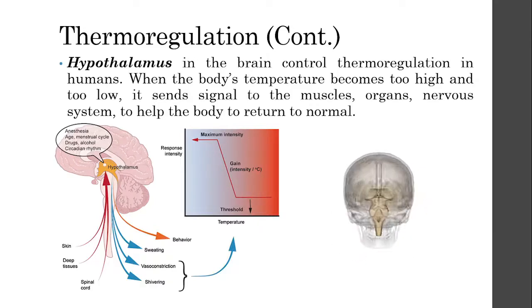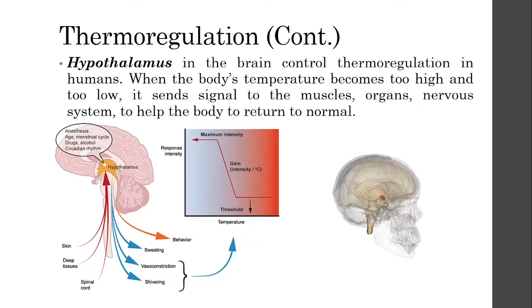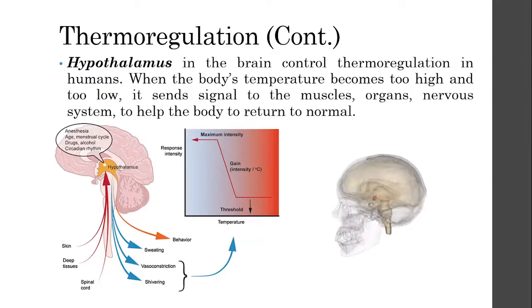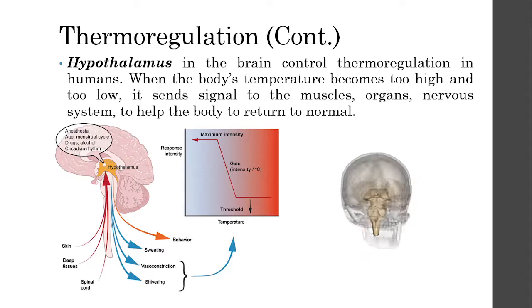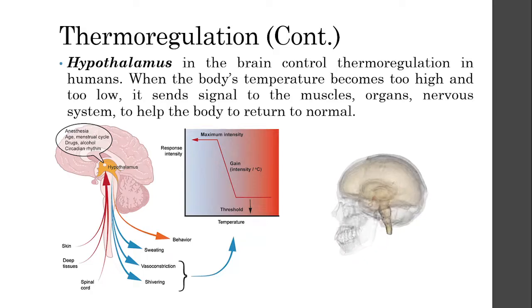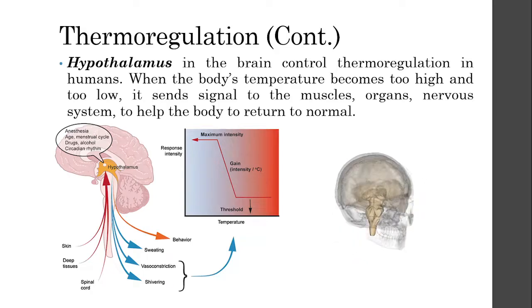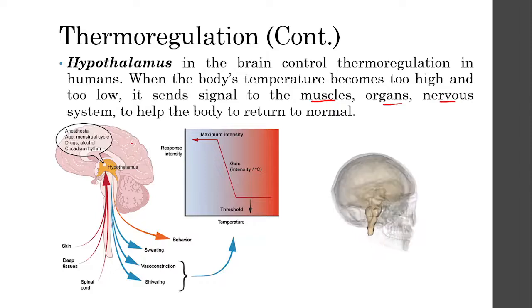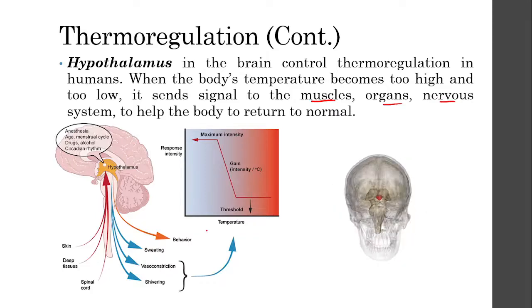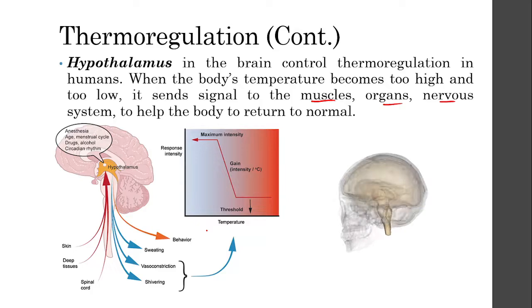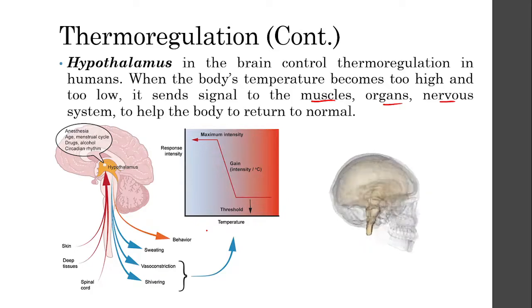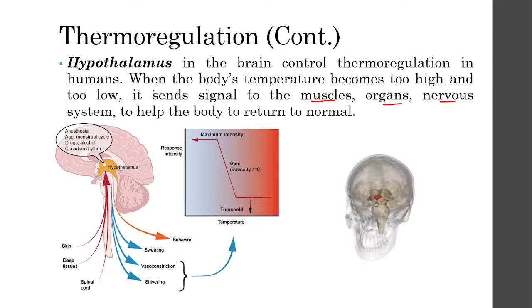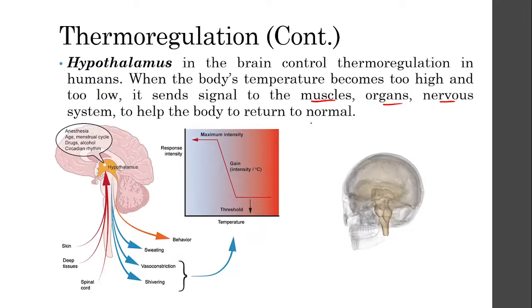Basically, the hypothalamus is yung thermostat ng body ninyo. It's the one telling your body that it's too hot and it's too cold. It's the one receiving the signal, telling you consciously that it's too hot and it's too cold. More specifically, the hypothalamus also is the center that relays a signal to the muscles and the organs, or to the nervous system, telling your body to either increase your temperature kapag sobrang lamig, or to decrease your temperature kapag sobrang init.